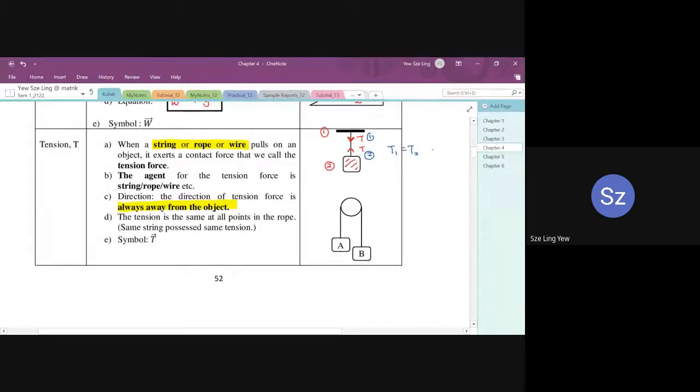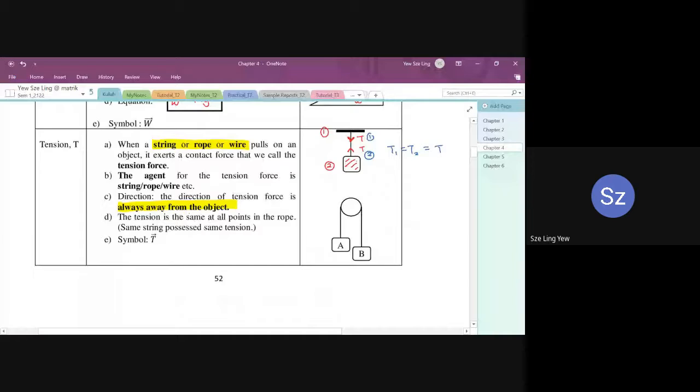That's why in my diagram, I just call it T. If you are looking at the same string, it means they have the same tension. So the tension is the same at all points in the rope. That's why you have T1 equals T2. So the symbol is T.